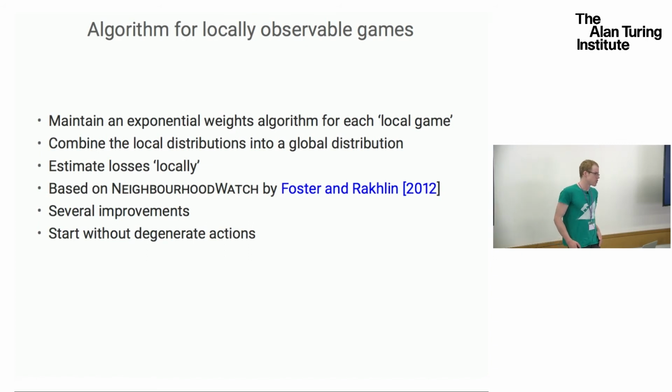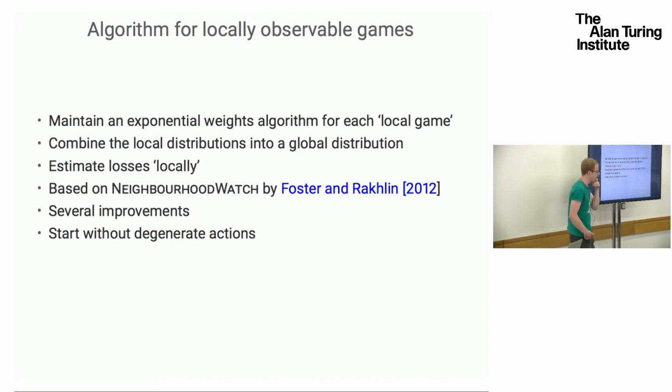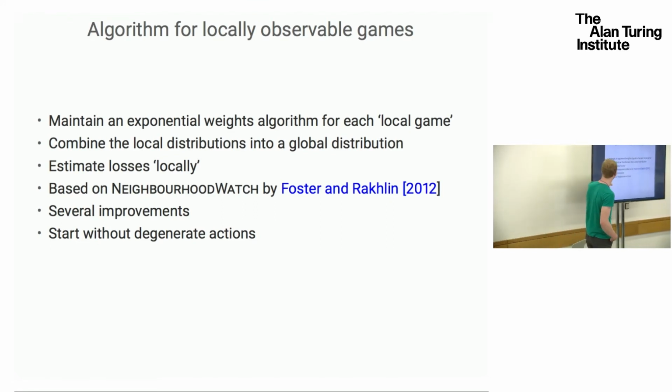Okay, so the idea is basically a localization argument. You want to do exponential weights, but you only want to do it where you can get small variance. And to do that, you do it in local games. So we're going to maintain a number of exponential weights algorithms over little local games, and then we're going to combine them in some clever way and only ever estimate losses locally. And this is a big variance reduction. So the algorithm is based on an algorithm called neighborhood watch, which we make some improvements on and some corrections, but otherwise it's quite a similar idea.